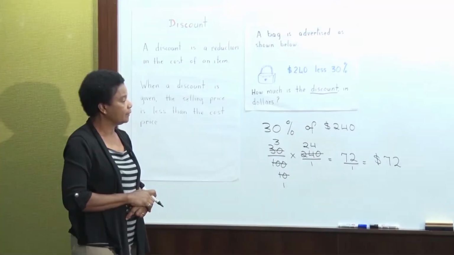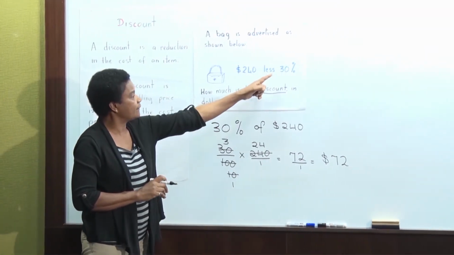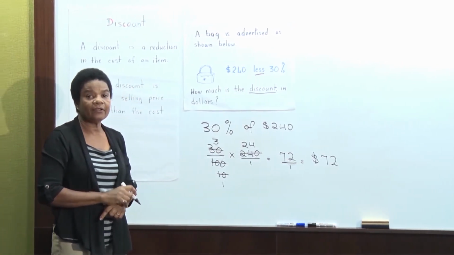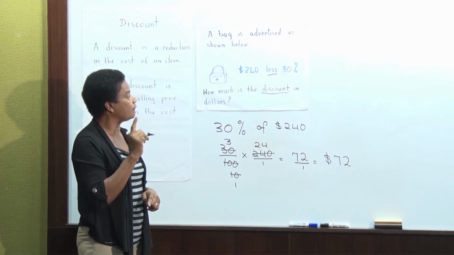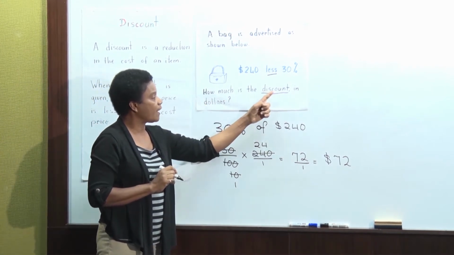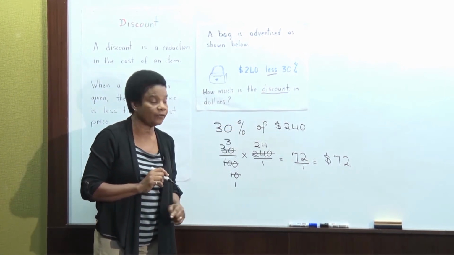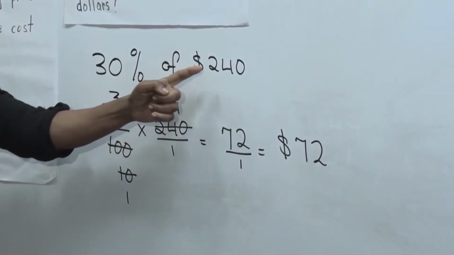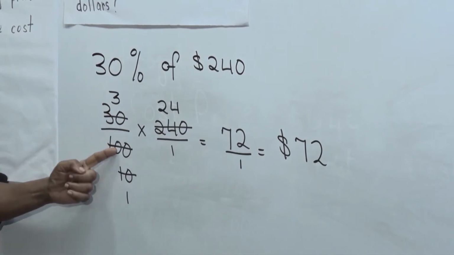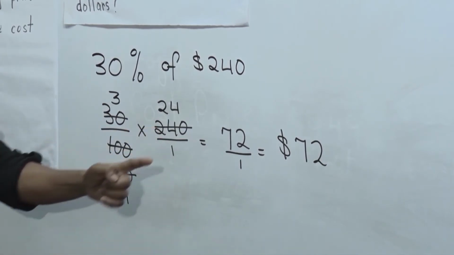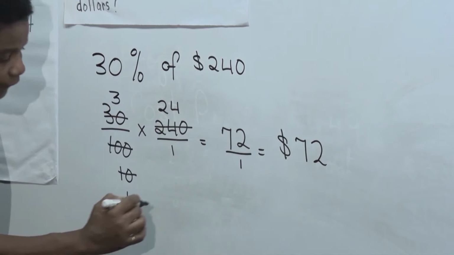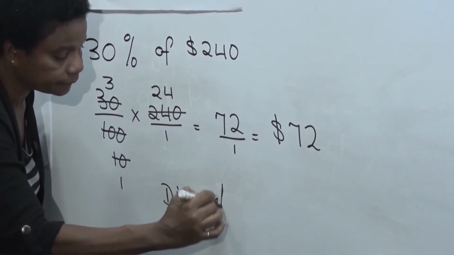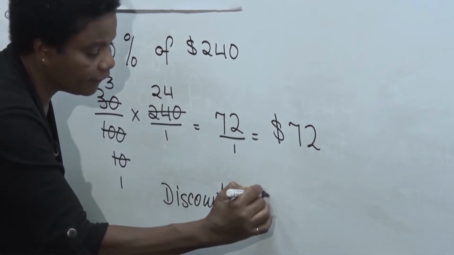Let's go again. 30% is the discount. The question does not ask for the cost of the bag. The question just asks for the discount. Be careful. So all we are working out is 30% of the 240. 30% of 240 works out to be $72. So the answer to the question, the discount, is $72.